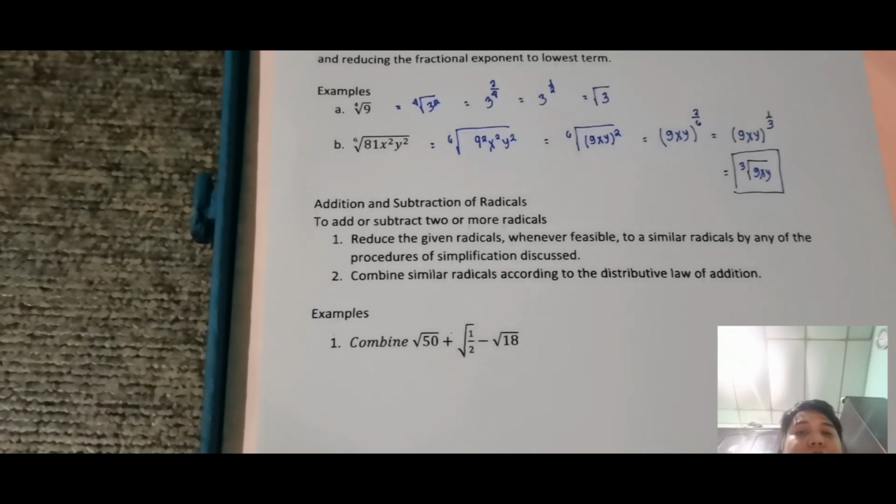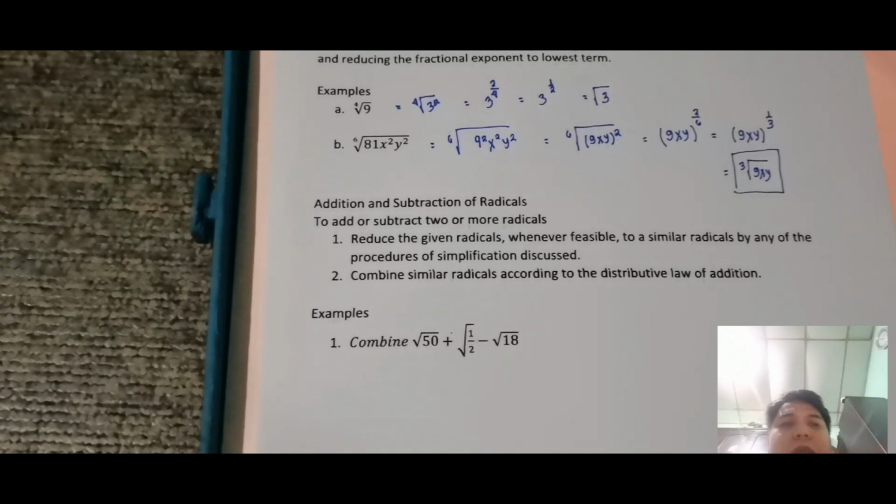So ano yung ibig sabihin ng reduce the given radical? Yung tatlong ginagawa natin. Nakita nyo, yung factor sa loob, multiply sa ilalim, or reduce yung exponent o yung index. Ayun yung sinasabing reduce the radicals. So, whenever feasible, pag posible. So, to get similar radicals, by any of the procedures of simplification discussed, combine similar radicals according to the distributive law of addition.